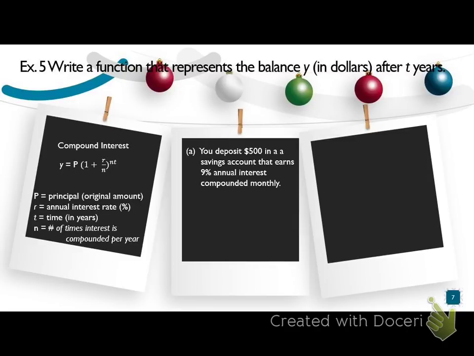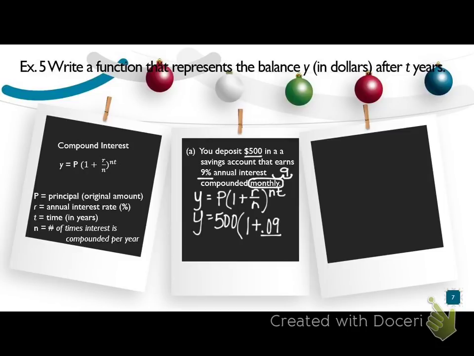So if we look at letter A, first thing we want to do is write down the formula. So y equals P times 1 plus R divided by n, all raised to the power of nt. So let's read the problem. It says you deposit $500 into a savings account. There is my original amount of money. Times 1 plus, it earns 9% annual interest. So 9, if we want to change it to a decimal, move it 2 places back, it becomes 0.09 divided by. Now, the interest is compounded monthly.